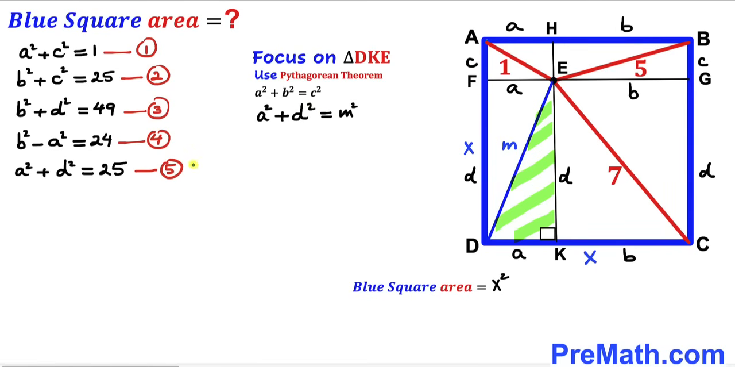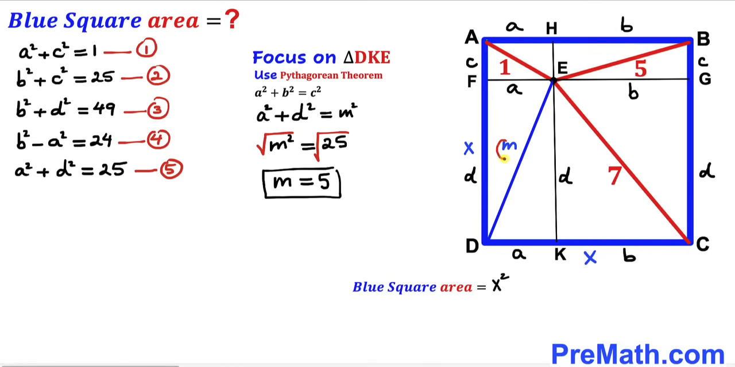And now let's make an observation from this equation 5. Our a square plus d square value is 25. So therefore I'm going to substitute that value 25 over here. So we could write lowercase m square equal to 25. And now I'm going to undo this square by taking the square root on both sides. So therefore our lowercase m value turns out to be positive 5 units.